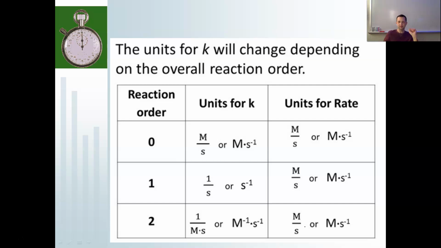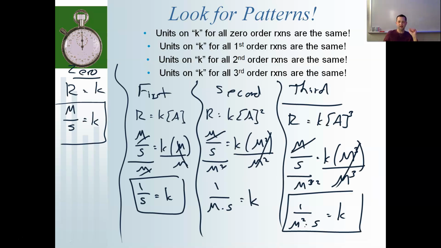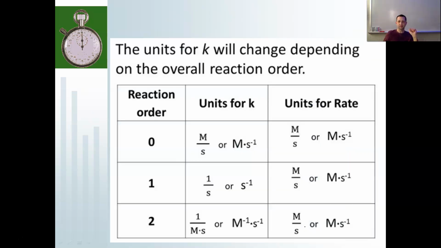Here's a little summary of that for you on this slide, so you can make sure you have this information copied down somewhere and available to you. The units for K will change depending on the overall reaction order. We just talked about that. Here it just has zero, first, and second because third order is very rare. So you can see what I had here: molar per second, 1 per second, and 1 over molar times seconds. Here is just a simplified version of that without having fractions.